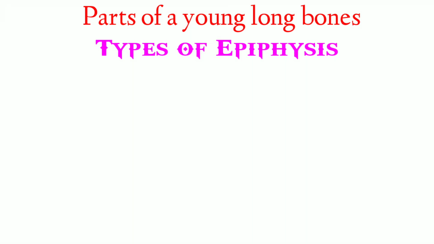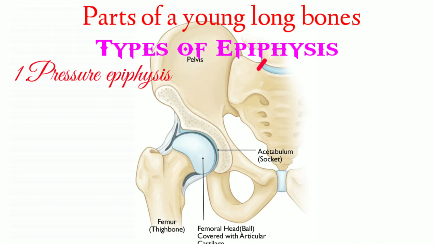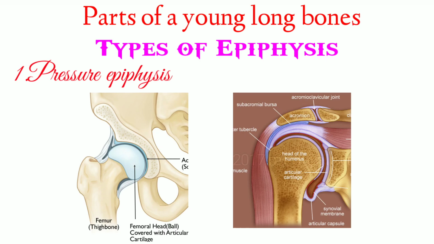First one, pressure epiphysis. This end of the long bone develops due to pressure on the end. This end is involved in weight transmission and it is covered by hyaline cartilage to articulate with other bones. Example, the head of the femur and humerus.